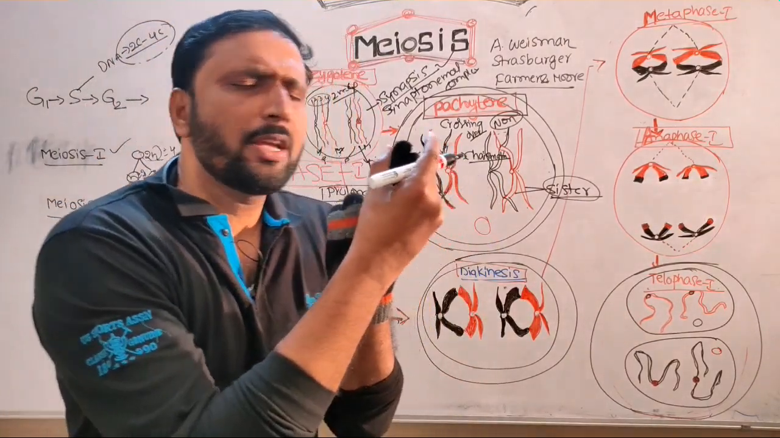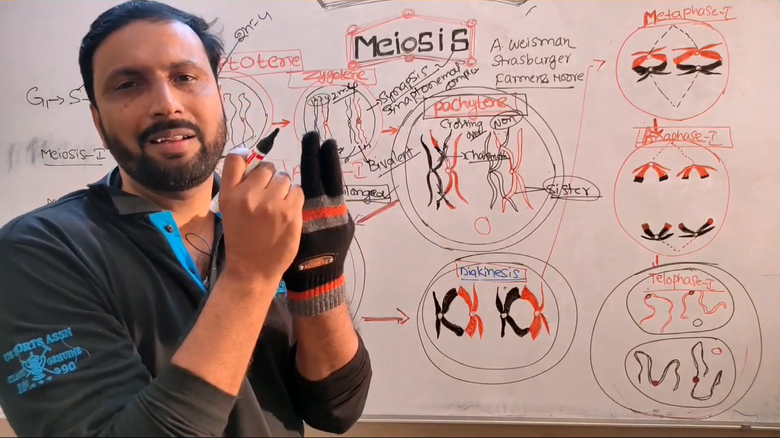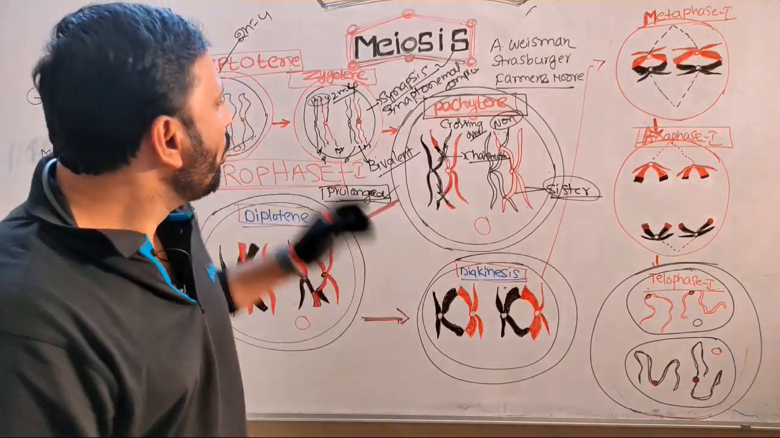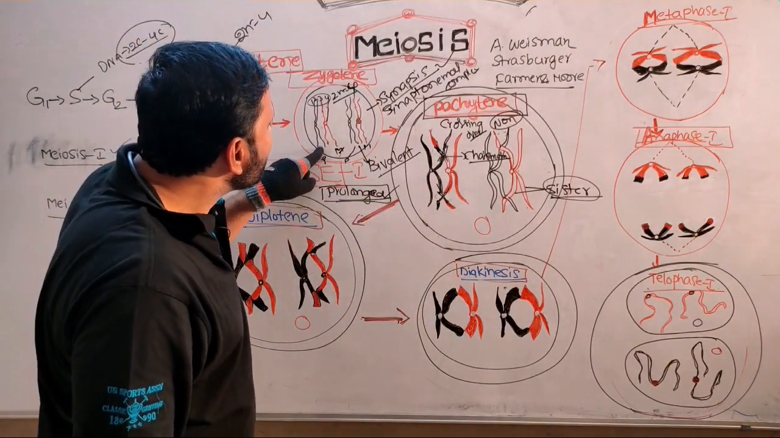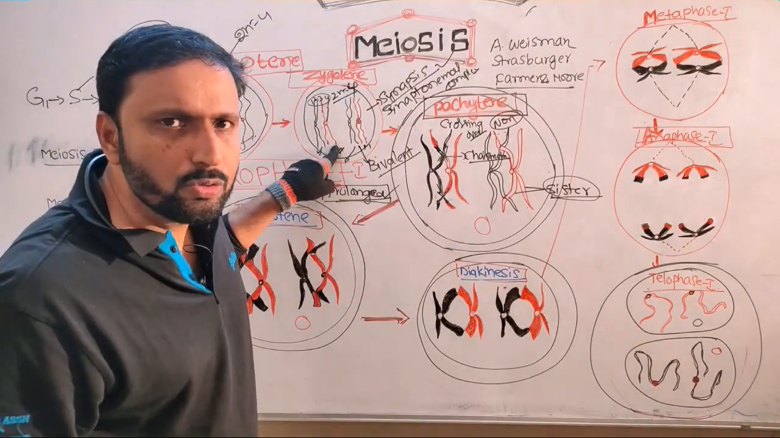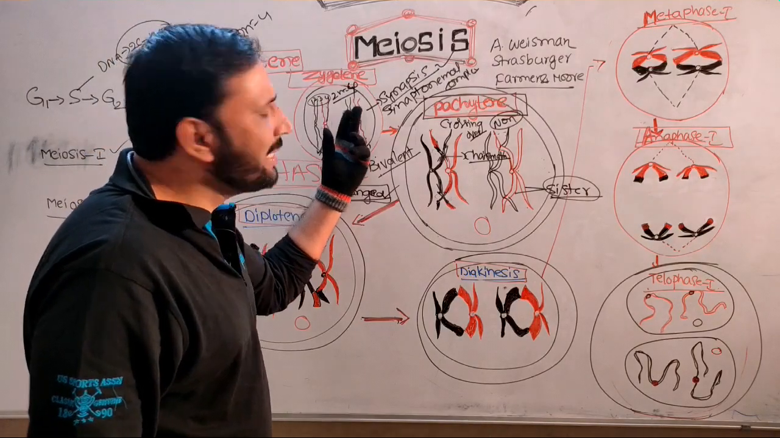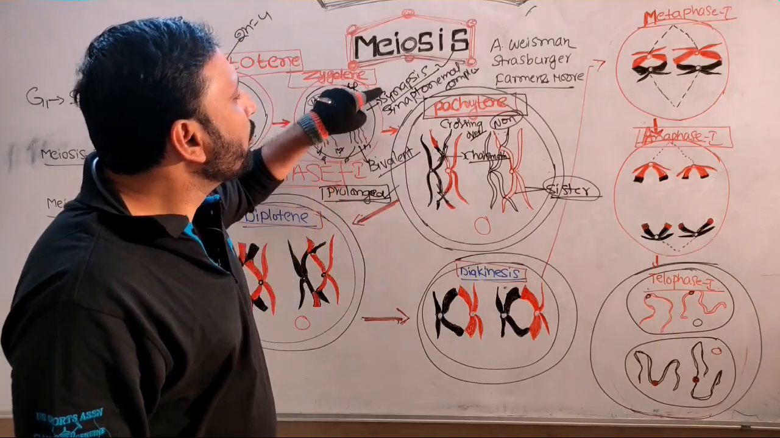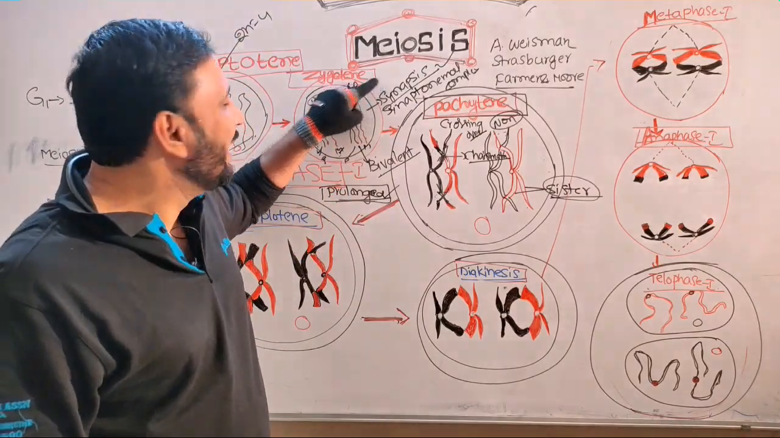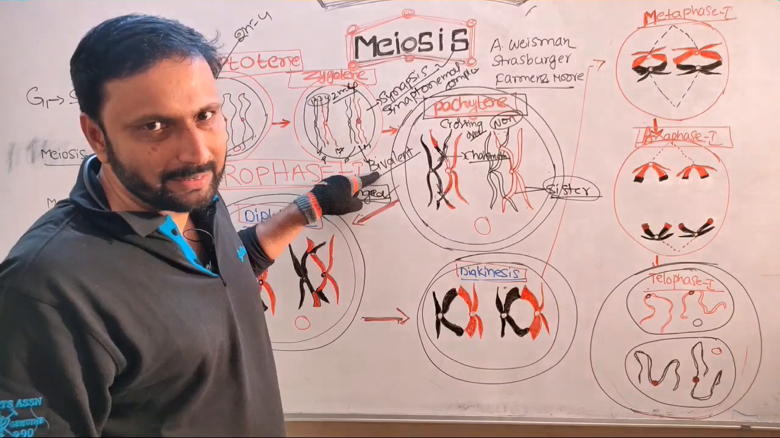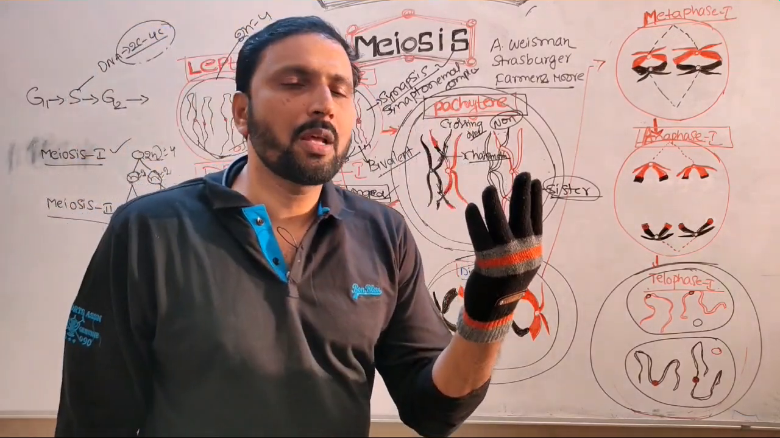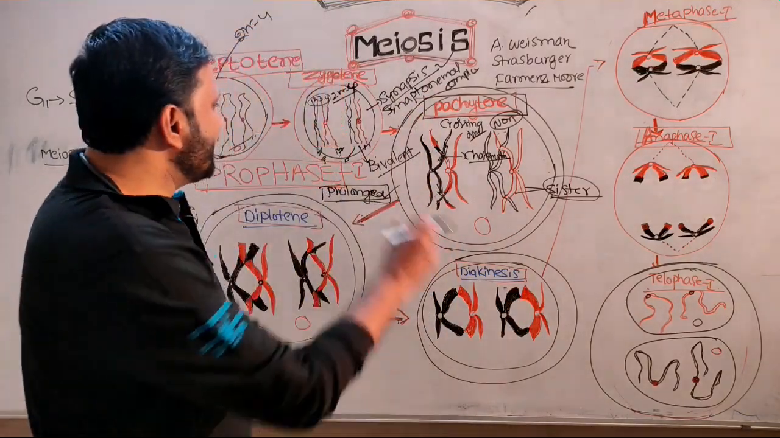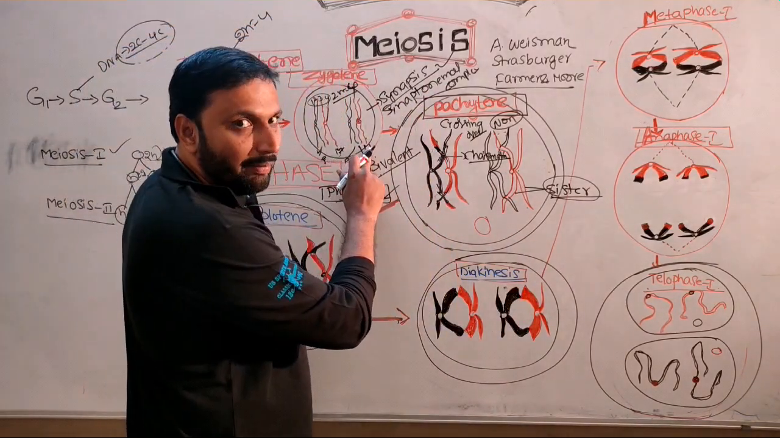4 chromosomes, 2 belong to paternal, 2 belong to maternal. Their homologous paternal and maternal chromosomes attract towards each other to form pairs. That process is called synapsis. Each pair is called a bivalent. It means if four chromosomes are present, how many bivalents are present? Two bivalents. So this is one bivalent, this is another bivalent.